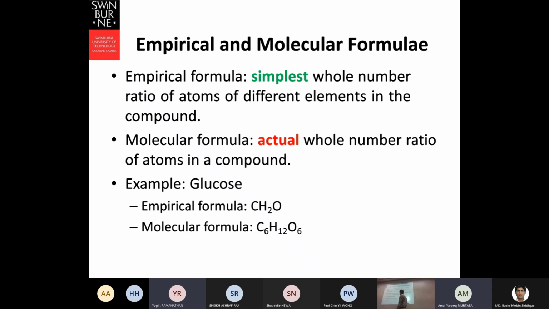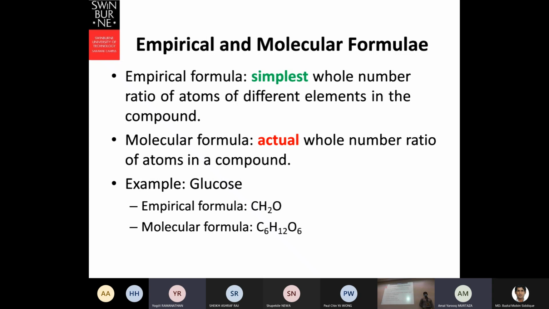Empirical formula and molecular formula. So now we are coming to the empirical formula. There are two ways to express the symbol of chemical compounds. One is the empirical formula, another is the molecular formula. The empirical formula is the simplest way of showing the elements attached in the molecule.